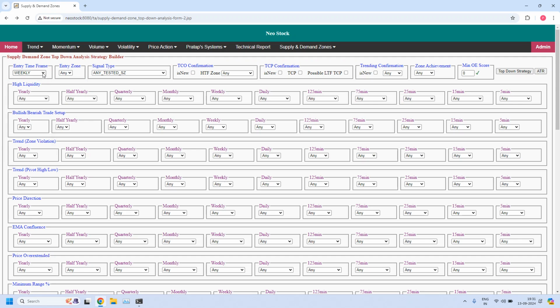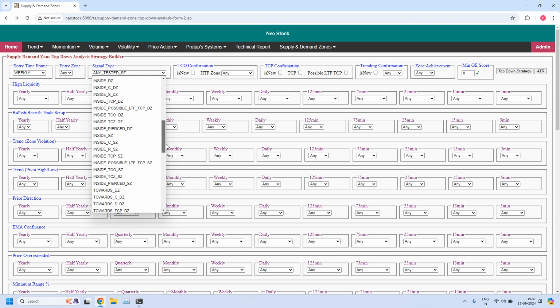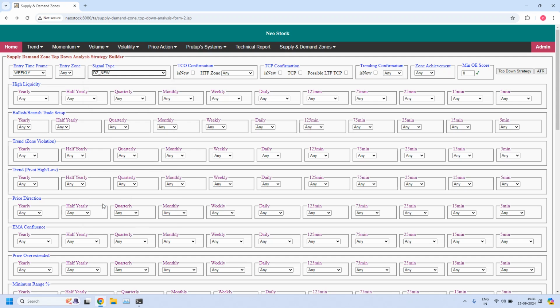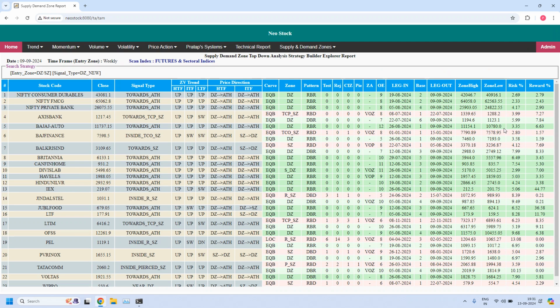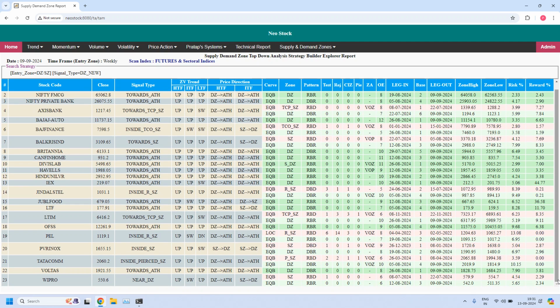Okay, next report for the weekly time frame. Let us find the stocks having newly created weekly demand zones. Oh, 23 stocks have weekly demand zones created during this week. Of course, the first three are indices, the remaining all are equity stocks. Let me scroll the list down. So total 23. All these 23 stocks are having newly created weekly demand zones.